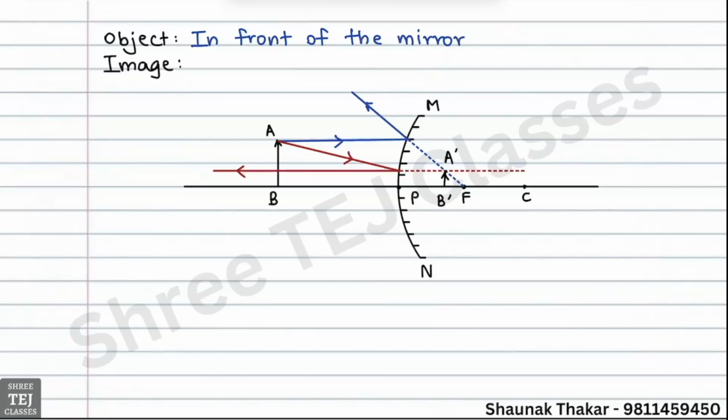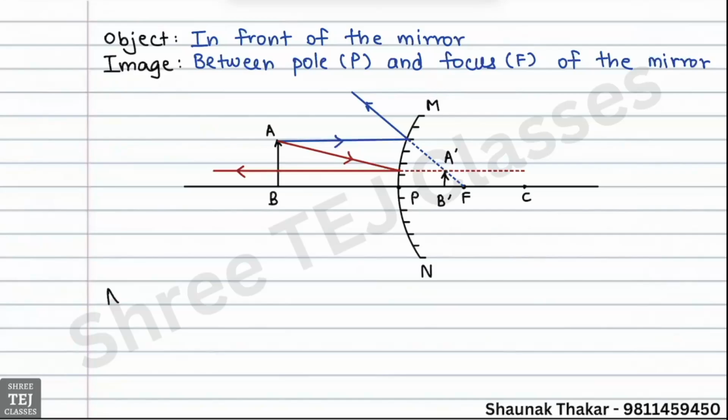So image is between pole and focus of the mirror. Now, what is the nature? We can see that image is upright. So we call such image erect image, and because it is formed behind the mirror, it is virtual. That is, it cannot be obtained on a screen.